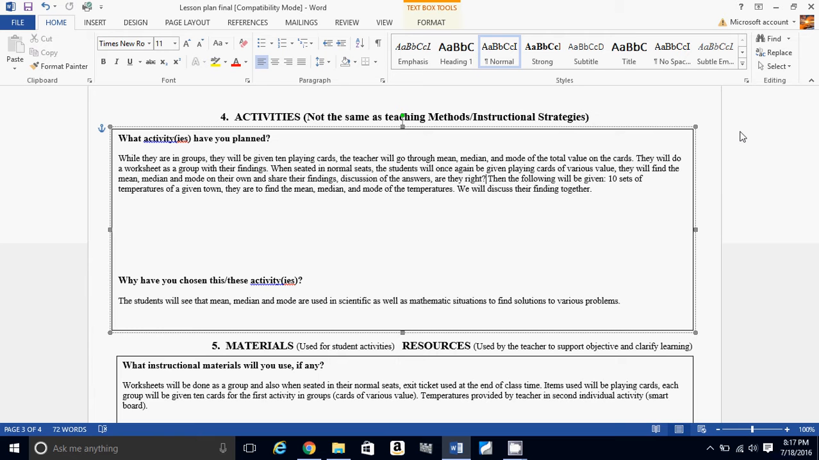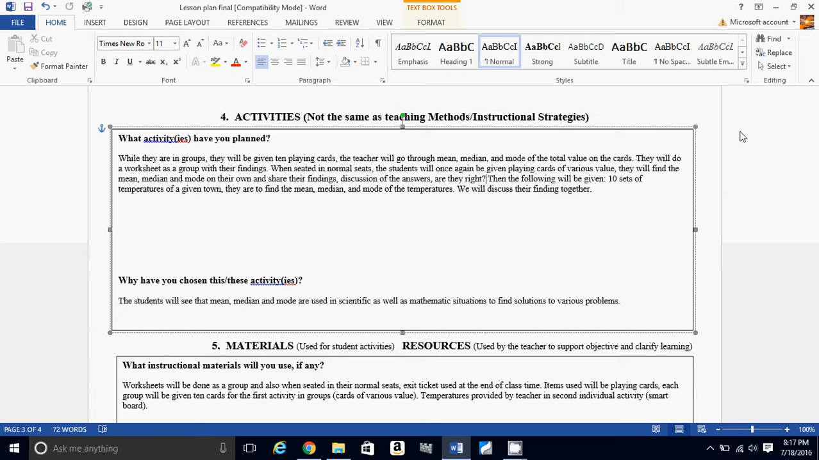And then I want to break them up into their normal seats. And the students, once again, will be given playing cards of various value, and they'll find, again, the mean, median, mode, but on their own this time. And they can kind of take what they learned as a group, and try to get through those things and see if they can grasp it.